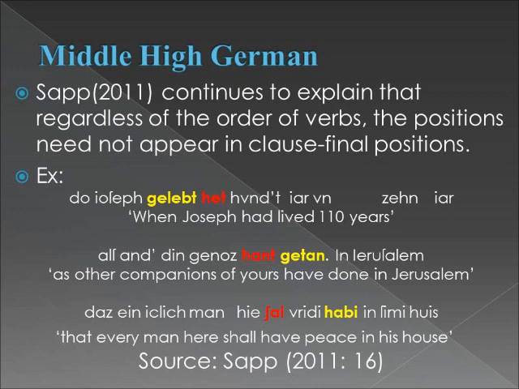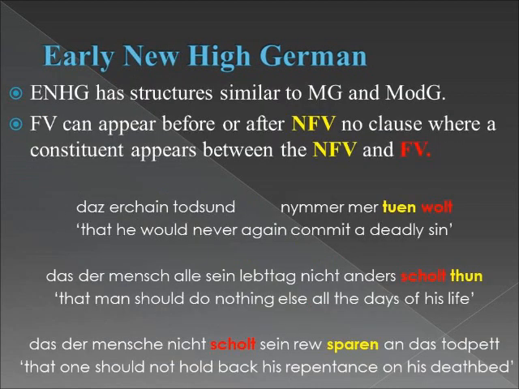So early New High German has structures that are similar to Middle German as well as Modern German. So the finite verb can appear before or after the non-finite verb, and there's no clause where a constituent appears between the non-finite verb and finite verb. So in the first sentence we have the finite verb that appears at the end of this clause, and the non-finite verb just appears right before it, which is common for Modern German now.